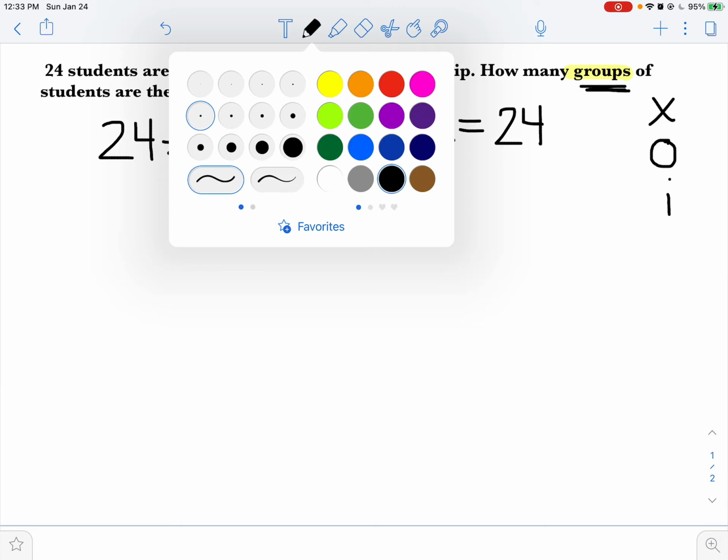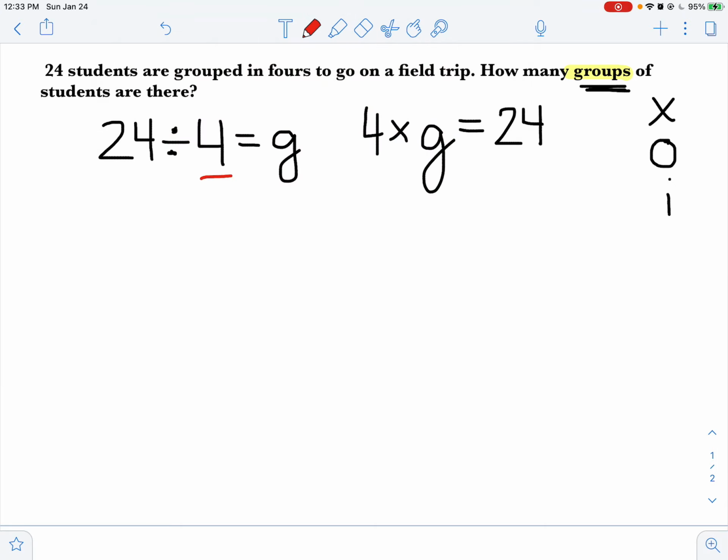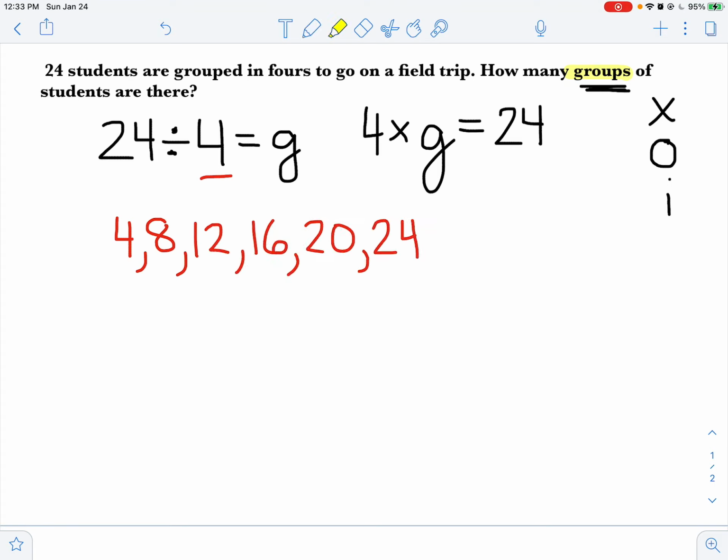Now I can go ahead and solve. This time I'm going to do it the opposite way. This time I'm going to start by skip counting. I'm going to count by 4s, see how many times it takes me to get to 24. 4, 8, 12, 16, 20, 24. I'm going to go and check how many times I counted. 1, 2, 3, 4, 5, 6. So I believe my answer is G equals 6. The number of groups is equal to 6.